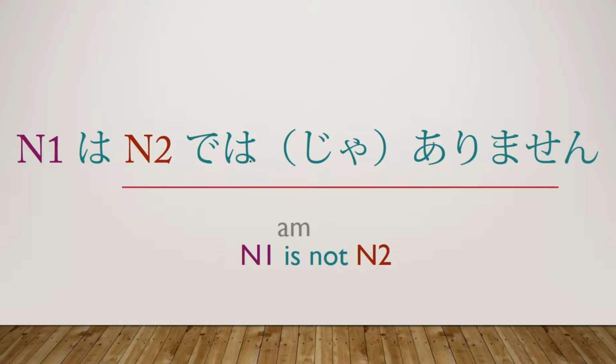And just like before, this can be noun 1 am not noun 2, if you want to say like I am not noun 2, or noun 1 are not noun 2, which would be like they are not noun 2, something like that. As I talked about in the last lesson, noun 2 has to be a noun. If it was an adjective, then this pattern might not work. Certain adjectives, it will work, but other adjectives, i-adjectives in particular, this pattern will not work.